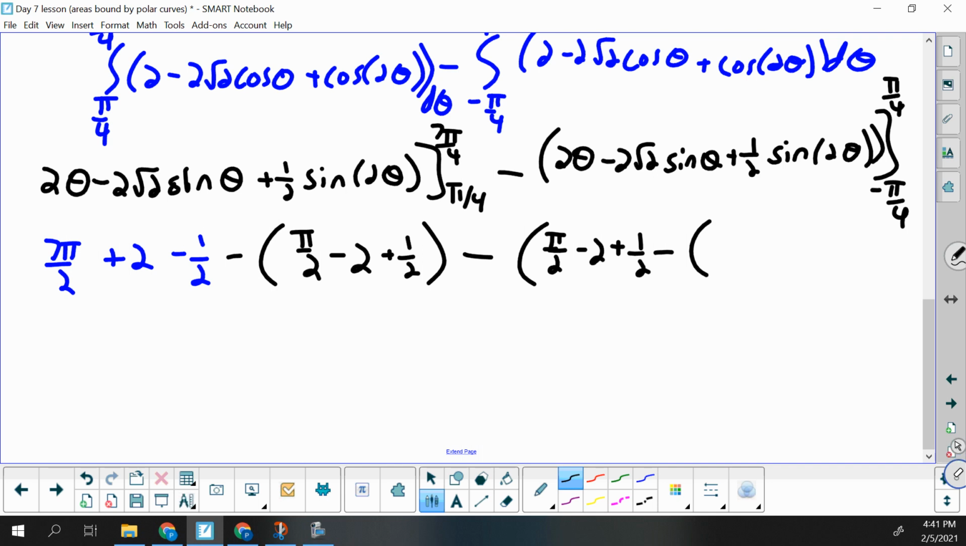Minus, start a parenthesis. Negative pi over 4 times 2 will give us negative pi over 2. Negative pi over 4 in the for sine is going to be a negative 1 over square root of 2. So it'll give us a positive 2. And then negative pi over 4 times 2 is negative pi over 2, which is the same as 270. Sine is negative 1 there, so we'll get negative 1/2.